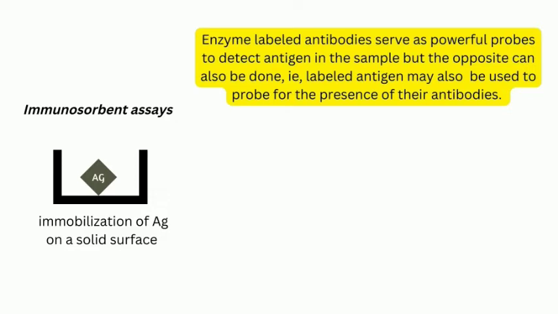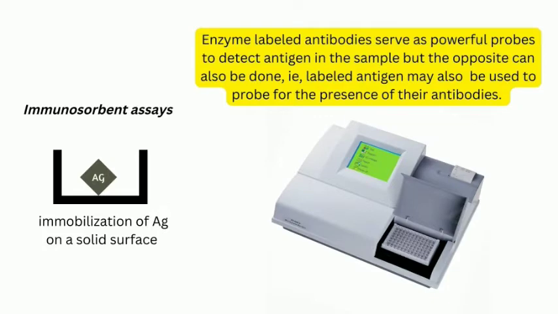Mostly, the antigen is first immobilized on a solid surface to carry out ELISA, which is why such tests are called immunosorbent assays. Enzyme-labeled antibodies serve as a powerful probe to detect the antigen in the sample, but the opposite can also be done. That is, labeled antigen may also be used to probe for the presence of their antibodies. Visualization of the color is done by measuring absorbance readings spectrophotometrically by an instrument called the ELISA reader.